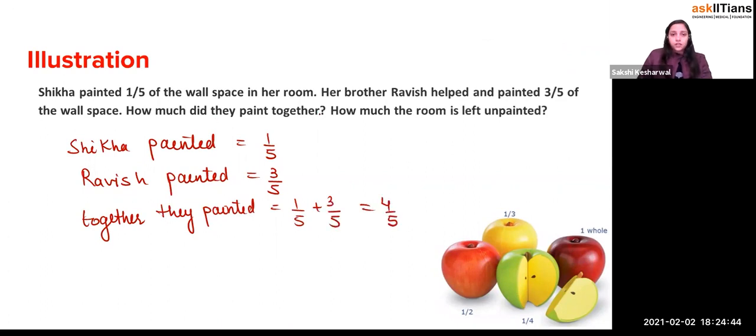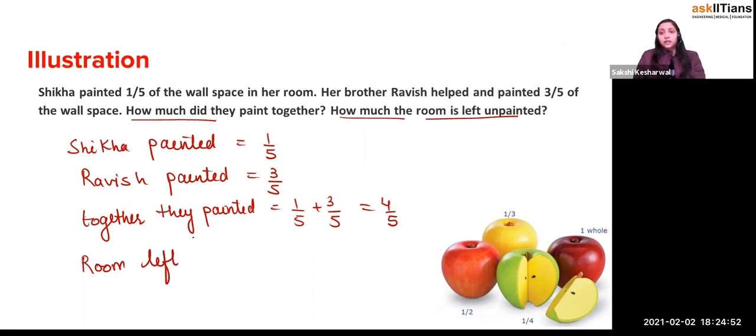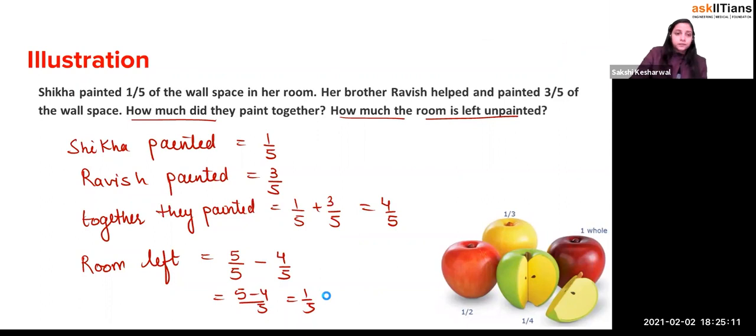Now this is the first answer. How much of the room is left? The room left is more easy, right? If I have divided it into 5 parts and 4 parts have already been used, what will be the left part? The room left will be 5 by 5 minus 4 by 5, which is equals to 1 by 5. Or you can directly say, if 4 by 5 is used, the left will be 1 by 5. That's it.